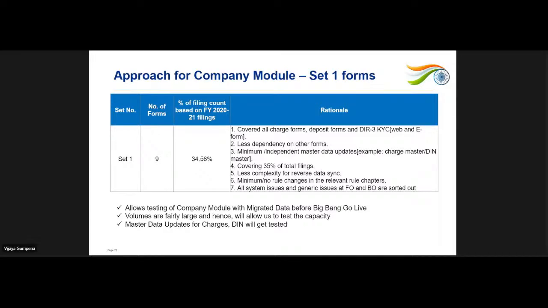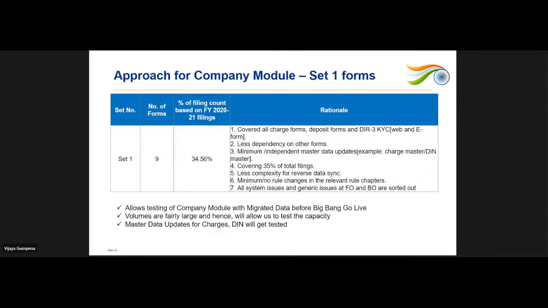And then the next point, there should be less complexity for reverse data sync, because for a certain period of time, most of the forms will be there in V2 system. These 9 forms will run in V3 system. There may be a necessity that we may have to do a reverse sync. So these forms will have less dependency on the reverse sync. So basically, if you take DIR3 KYC, I only have to reverse sync the DIN master data. If you are filing a DIR3 KYC in the form of e-form, or suppose you are filing for a deactivated DIN, if you are filing web or e-form, I just have to move my status. So there should be less complexity in terms of reverse data sync from V3 to V2 system. So this is also one of the points that we have considered while identifying the set 1 forms.